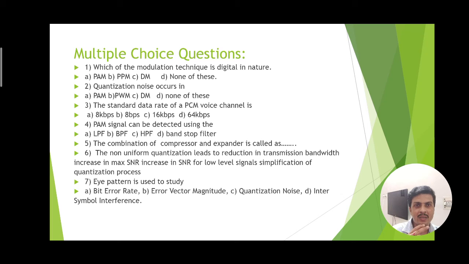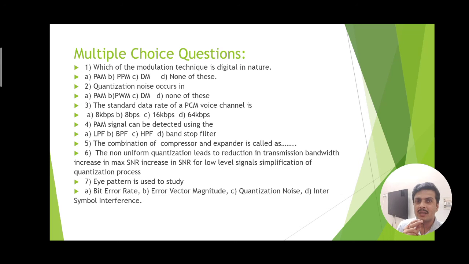The combination of compressor and expander is called a compander. We already have seen that a fluctuating message signal can be passed through a compander, so that before being encoded, it has a finite level of minima and maxima.